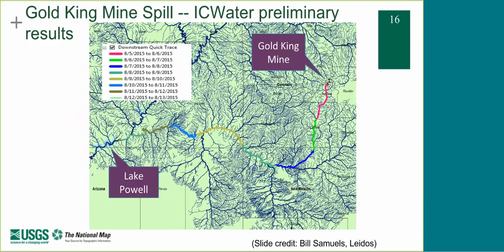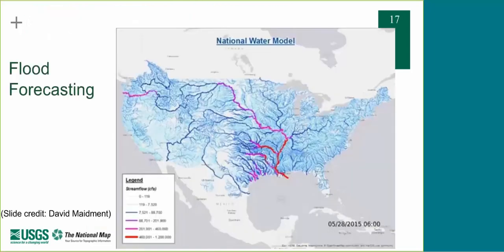This is some of the results of that model, the Icy Water model, and it shows the colored segments are the stream segments where the plume would go in the 8 days following the spill before it got to Lake Powell down on the Colorado River. Next slide, please.